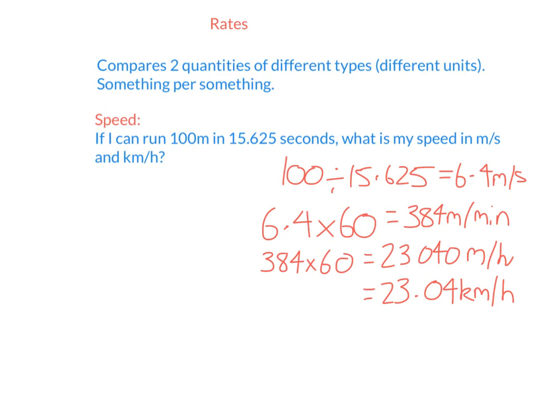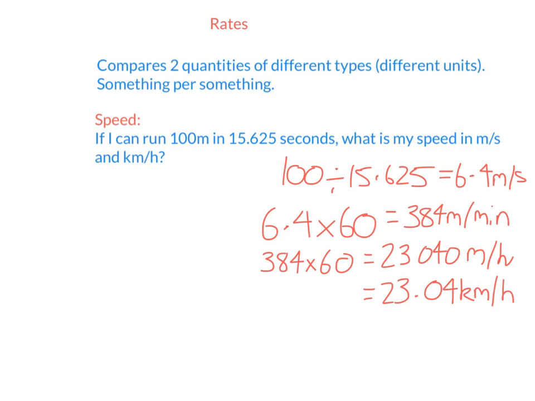I'm saying if I can run 100 meters in 15.625 seconds, that means on average I run 6.4 meters every second. If I kept up that rate for a whole hour, I would go 23.04 kilometers, or 23,040 meters.